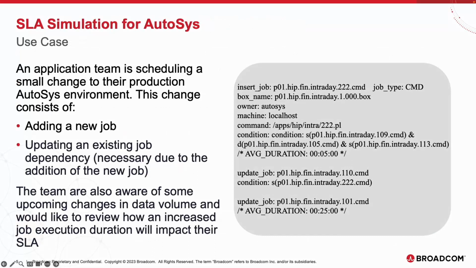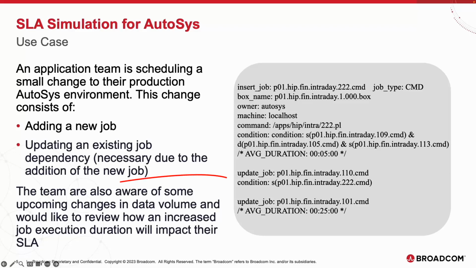Let's take a look at a use case from a fictional customer. In this example, an application team are planning to make a small change to their AutoSys jobs. The first change is the addition of a new job to an existing box. The application team have remembered that when AAI is used to simulate a new job, an average duration value for its execution is needed. The second change was made necessary by the first. The new job needs to be factored into the application and therefore existing job dependencies need to be updated.